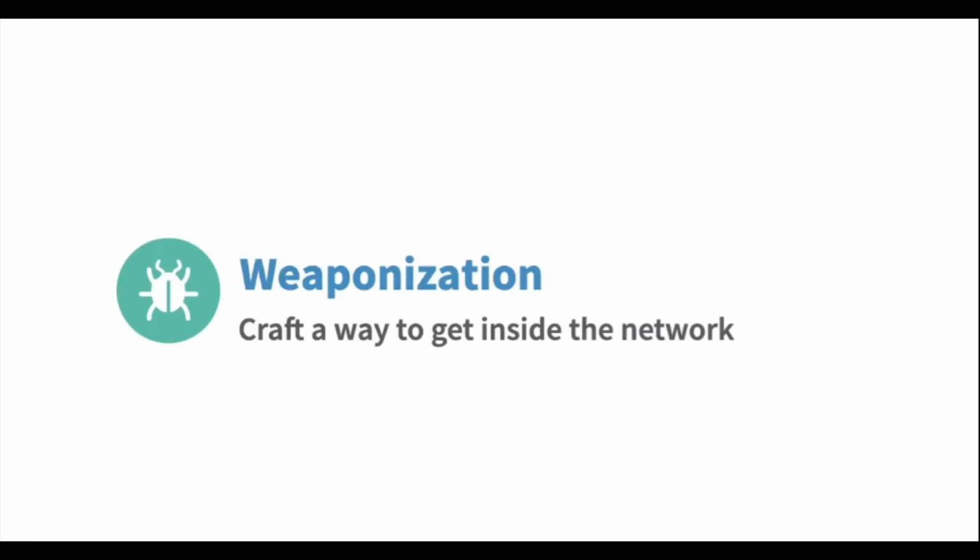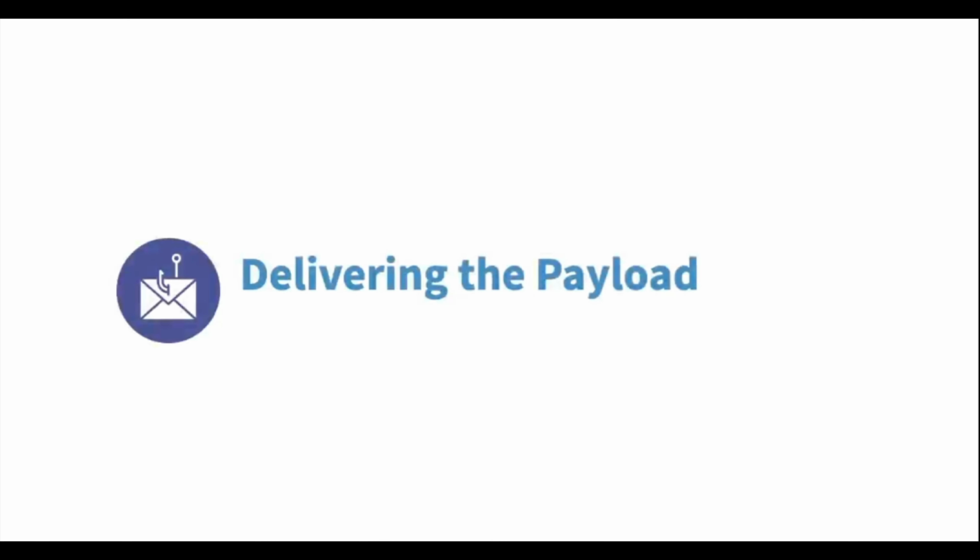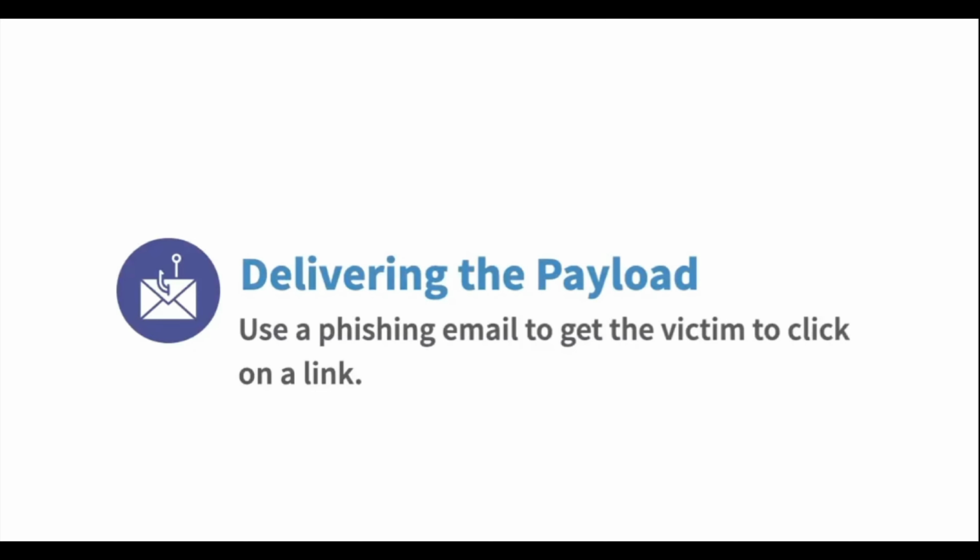Step 3 is delivery of the malware. Once the malicious actor knows how they will disrupt the network, the next step is to execute the plan. To deliver the attack using methods such as phishing, email designed to get the victim to click on a link, redirecting them to a web page, or using a software update.